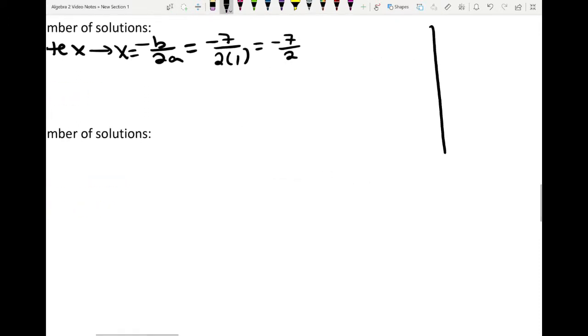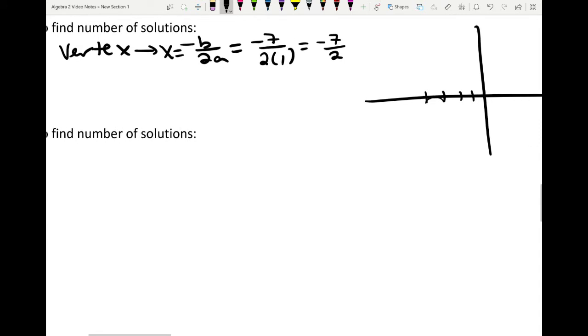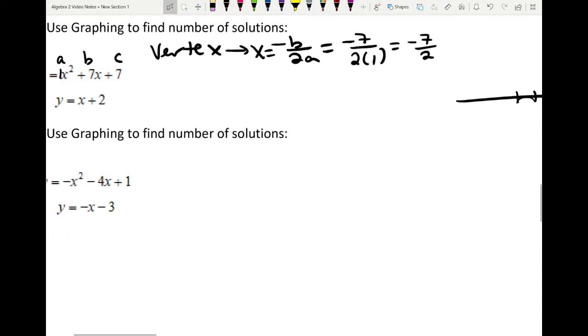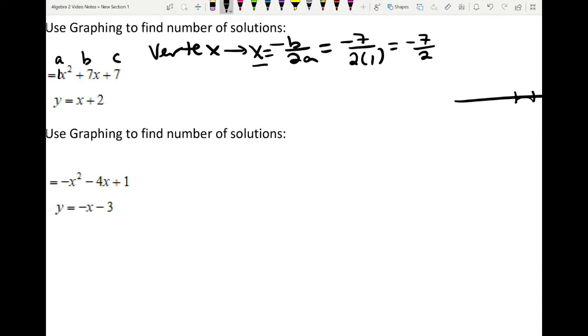So if I were to draw this, it's just a rough sketch. It's nothing too detailed here. I know that the vertex is somewhere around this area, right? I need to figure out what the y-coordinate is, though. So let's find out what the y-coordinate is. This is only the x-coordinate.